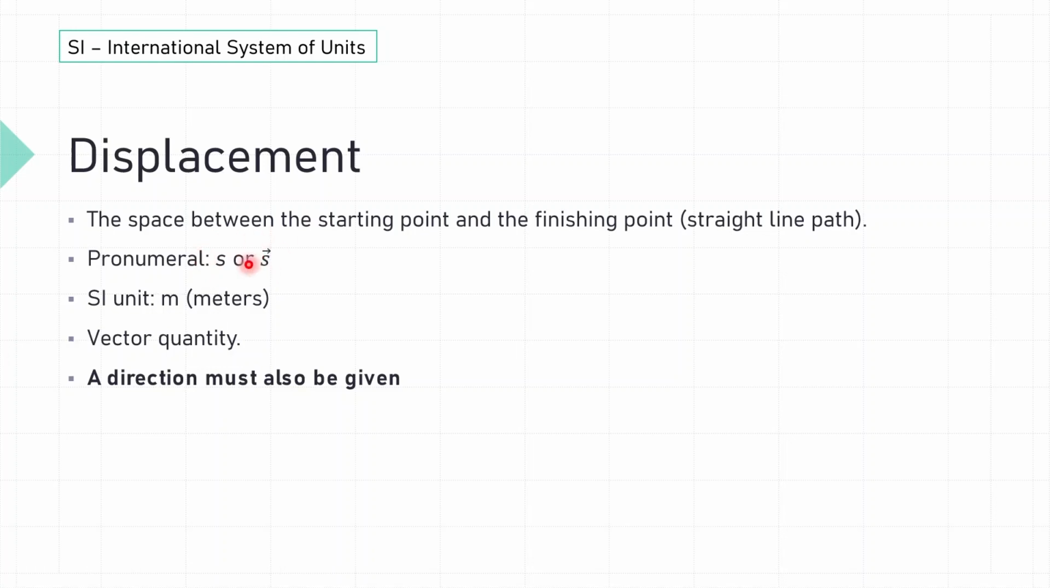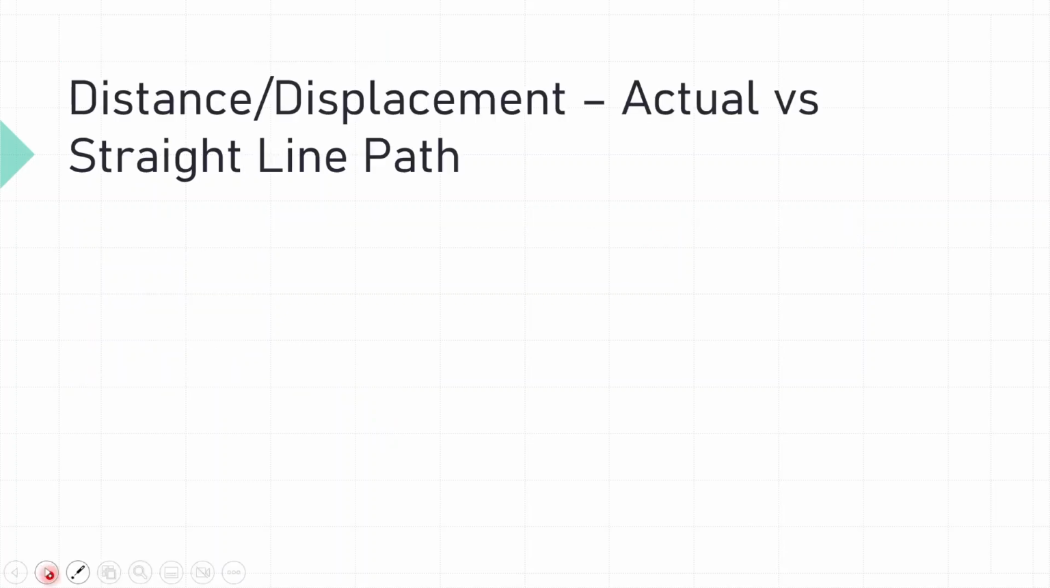We also measure displacement with the SI unit. Meters, that's the standard unit. It's a vector quantity, as I said before. The direction must be given when we're showing displacement, this straight line path, the direction of travel. So, actual versus straight line path.